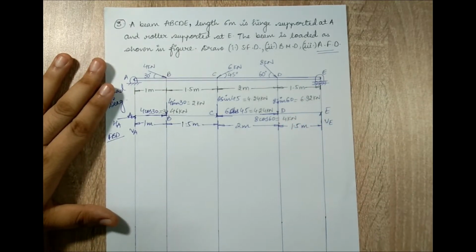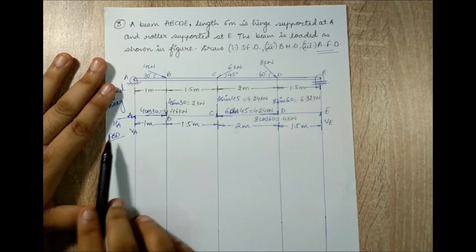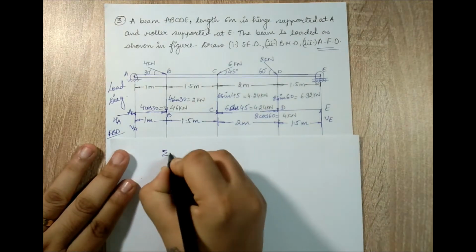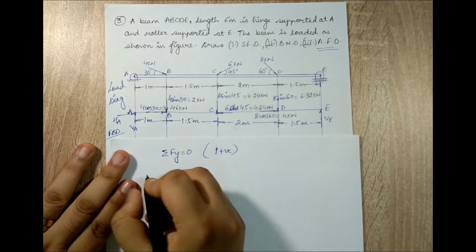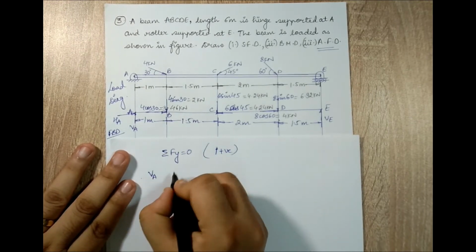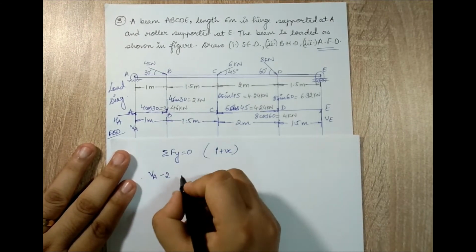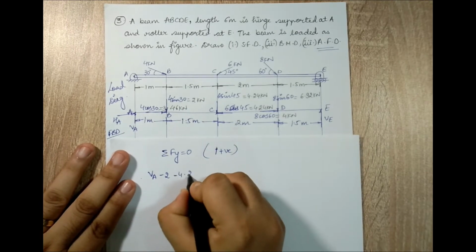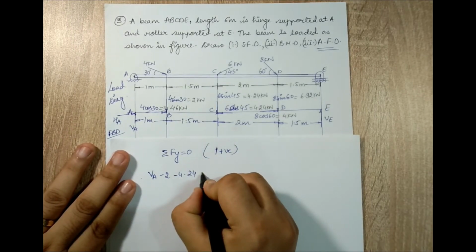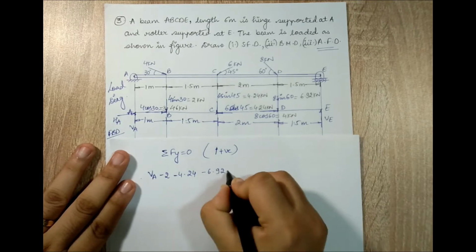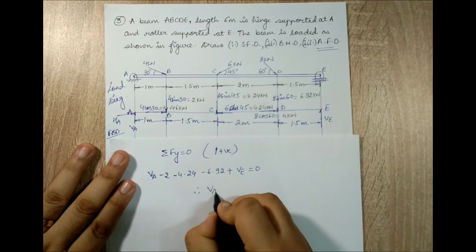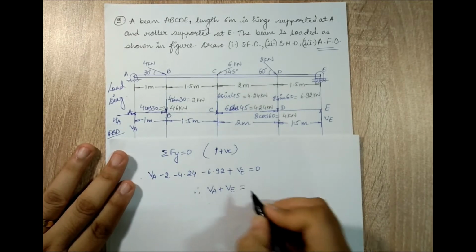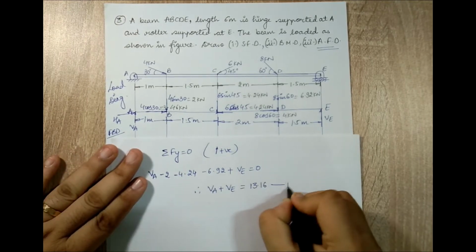Now the first thing that I am going to do here is I am going to calculate the value of VA, VE and HA. So I'll start with summation of force in y direction is 0. Upward force will be positive. So VA is going upwards. Then I have minus 2 downwards. I have minus 4.24 downwards and I have minus 6.92 downwards and VE is upwards is equal to 0. So therefore I get VA plus VE is equal to 13.16.